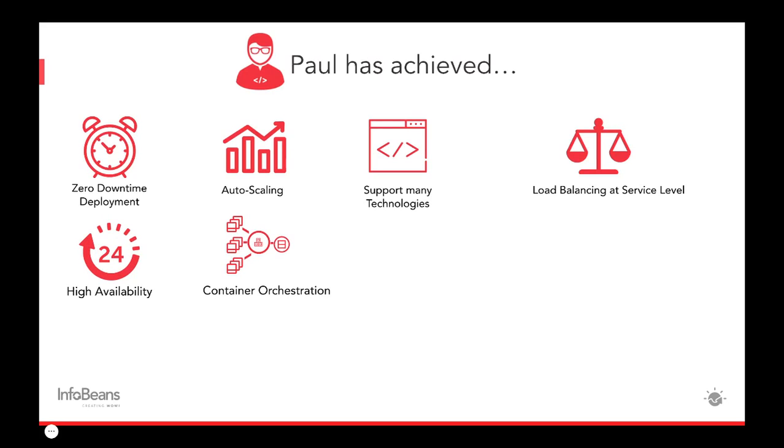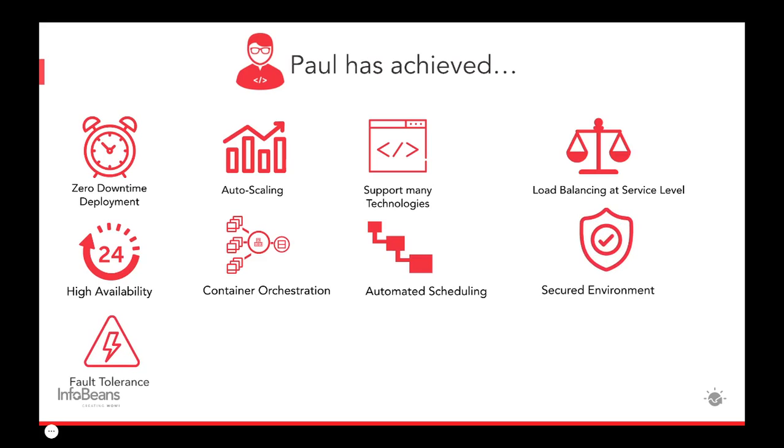Container orchestration. Microservices fully support container orchestration and Kubernetes provides a good interface to manage it. Automated scheduling. We can schedule automated deployments for frequent builds. Secured environment. Fault tolerance. This feature of Kubernetes helps if any disaster happens with the container. If one container goes down, it will automatically create a new pod and make it available for the users.